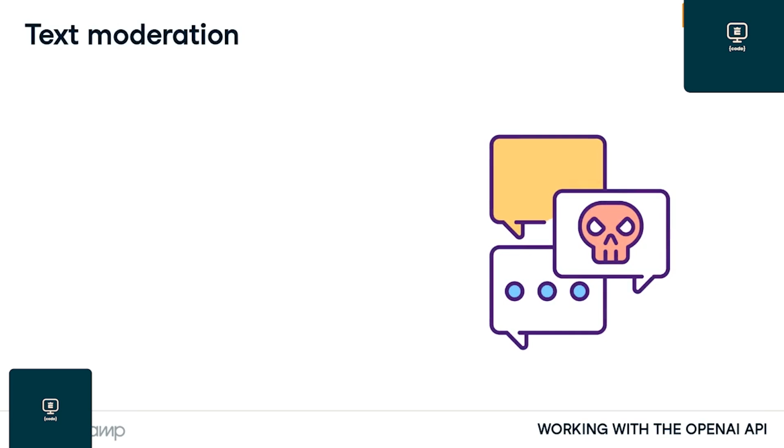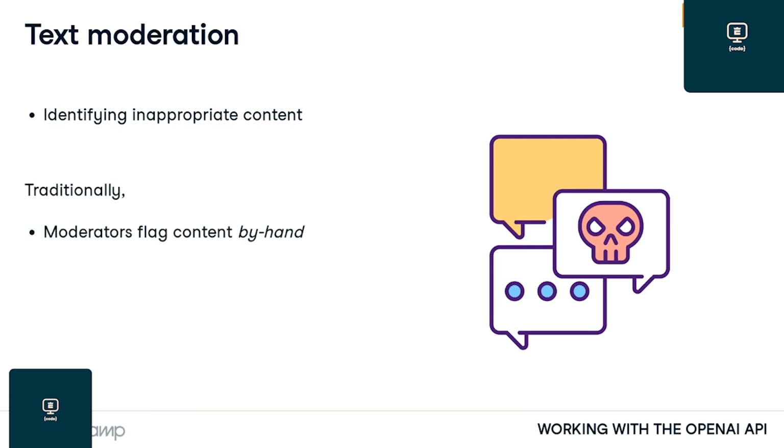Text moderation is the process of identifying text that is inappropriate for the context it is being used in. In online communities like social networks and chat rooms, moderation is crucial to prevent the exchange of harmful and offensive content. Traditionally, this moderation was done by hand, where a team of moderators flagged the content that breached usage rules, and more recently by algorithms that detected and flagged content containing particular words.